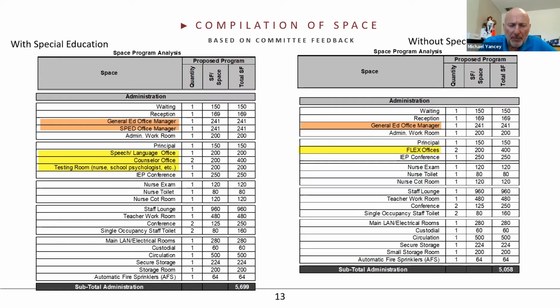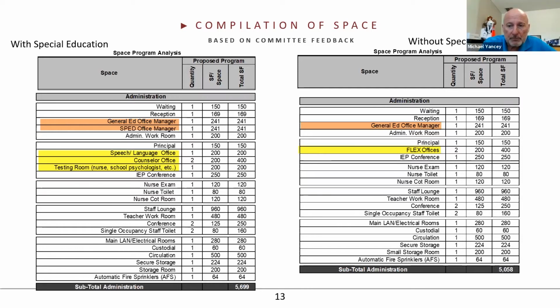Also, some input for the office managers. It's worked out much better having them in the same office. One office larger would be much better than two separate offices. Okay, so the general ed and the special ed office manager together. Yes. Okay. Yeah, it's worked out. I would like to see how you have the site laid out first, Mike. Okay. I'd like to see what kind of space. Yeah.